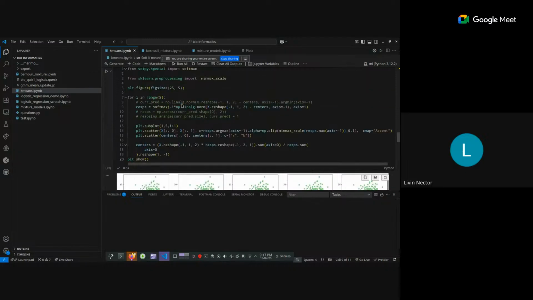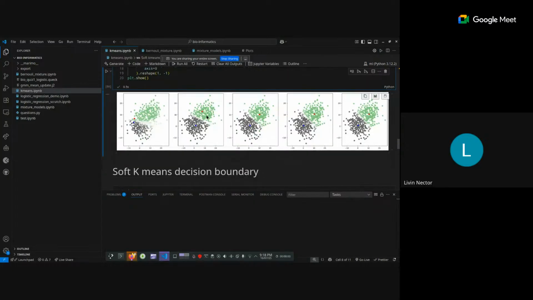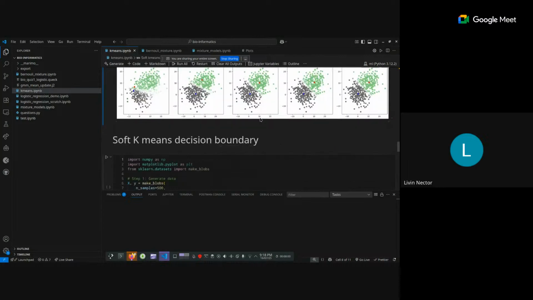Other than that, implementation-wise, the only difference is that instead of a hard max, we are using soft max. That is the only difference between hard k-means and soft k-means in terms of implementation. So instead of updating based on the hard probability, they are updating based on the soft probability. That ensures how we can tweak this algorithm.